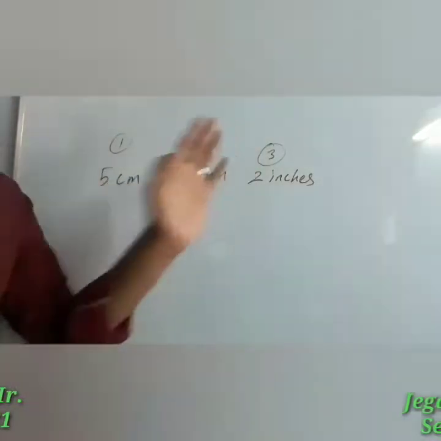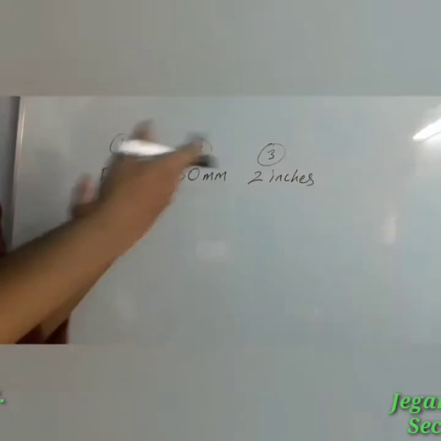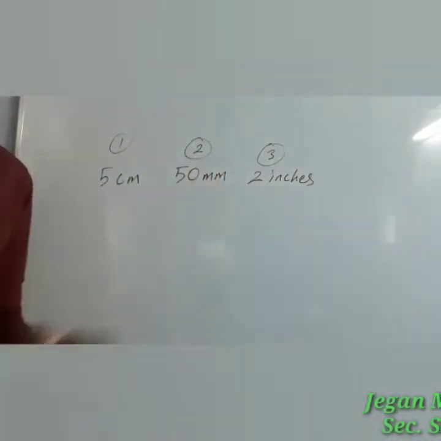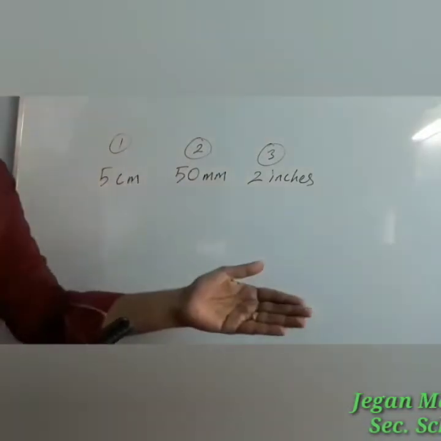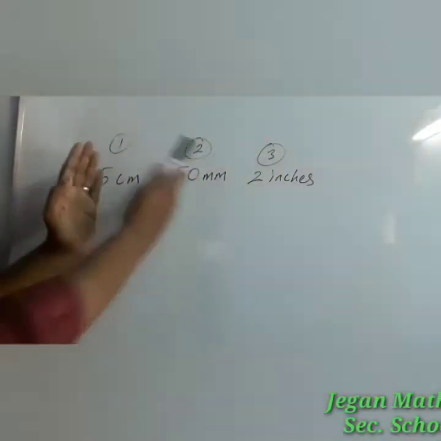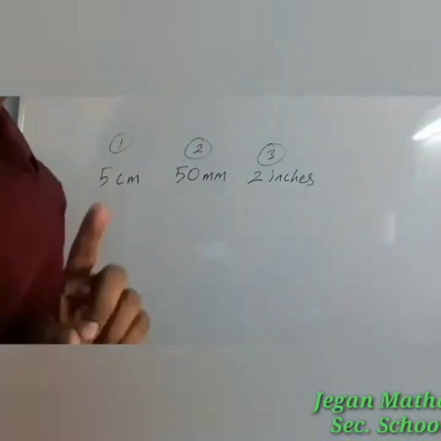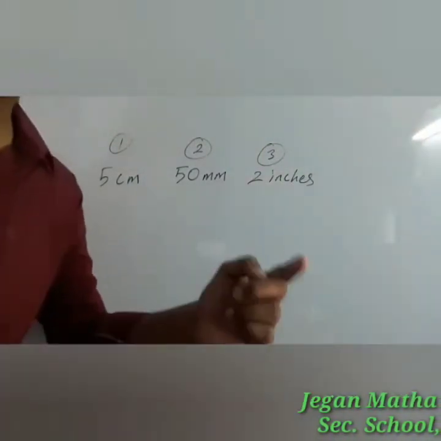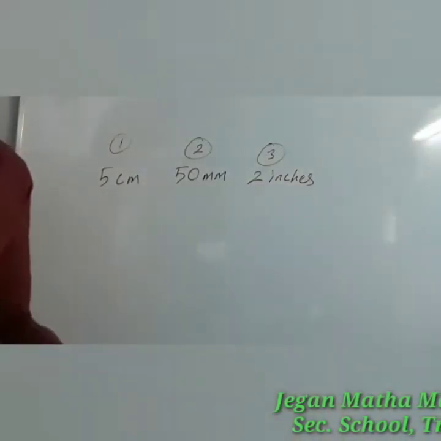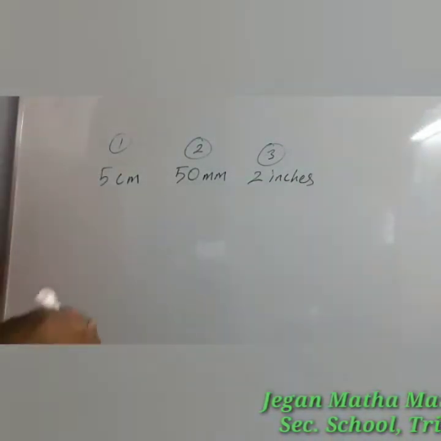Understand? All are correct answers. All are equal, because 5 centimeter is equal to 50 millimeter. In 1 centimeter, 10 millimeters are there, so in 5 centimeters, 50 millimeters are there. So they both are equal. What about the 2 inches? In 1 inch, how many centimeters are there? 2.54 centimeters are there. So in 2 inches, approximately 5 centimeters are there. So all are equal.